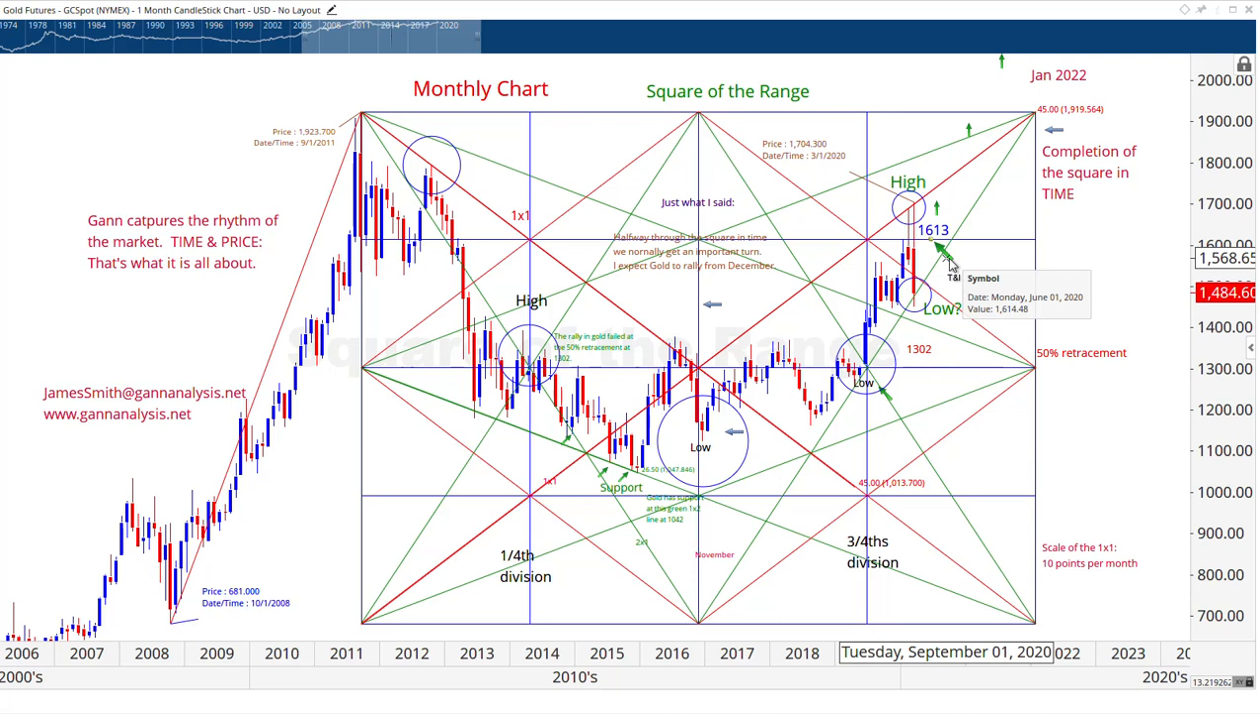So nothing is ever guaranteed. But I think there's a good chance that gold is going to go higher from here. But keep in mind, I'm just showing you this for educational purposes. I'm not telling you to go out and buy gold. I'm telling you this so you'll understand a few of the Gann charts that a lot of people use.